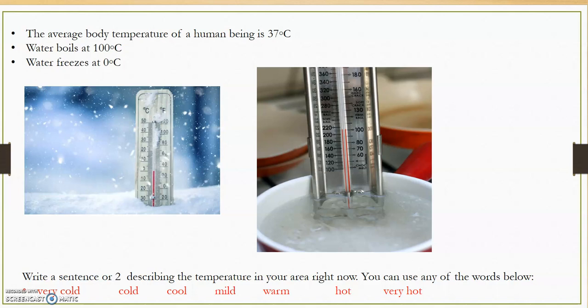You have a small activity to do today. I want you to write a sentence or two describing the temperature in your area right now. Wherever you are, describe the temperature in your area right now. You can use any of the words below. Very cold, cold, cool, mild, warm, hot, or very hot.